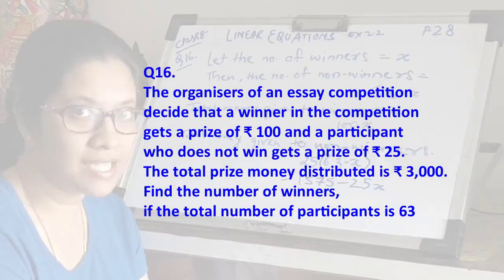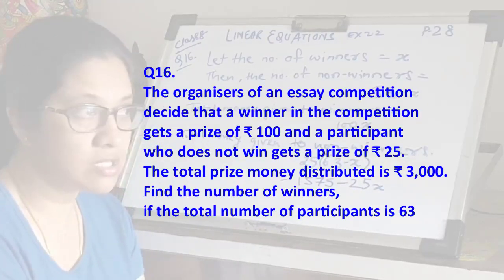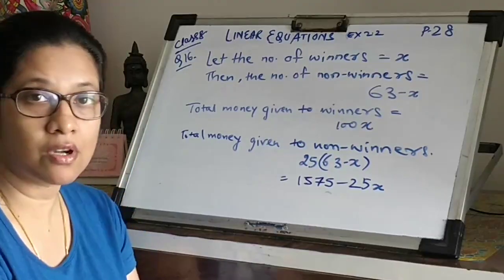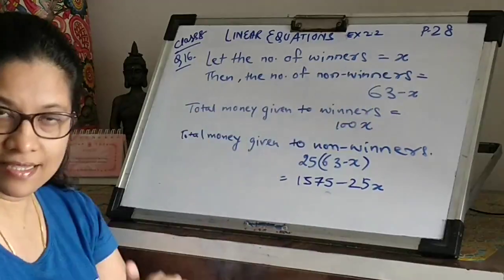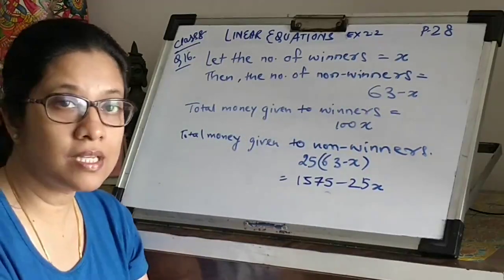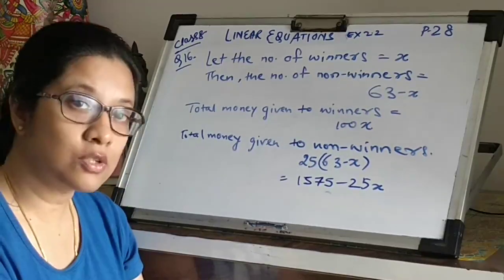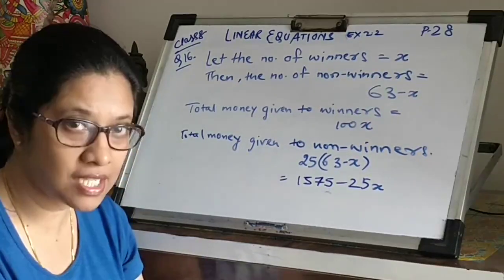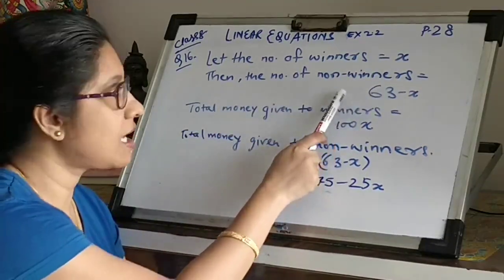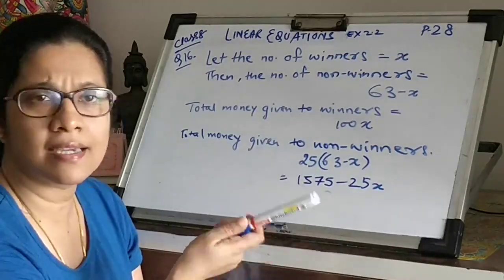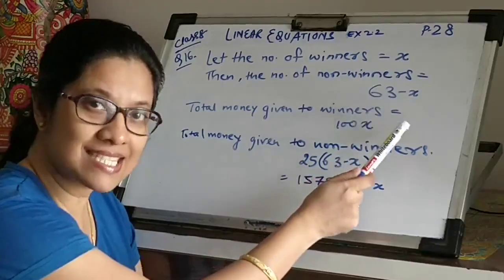And what are we supposed to find out? The number of winners. So let us just assume, let the number of winners be x. Then how many participants are there who did not win? Since we are given the total number of participants, which is 63, the number of non-winners, or you can say the number of participants who did not win, is 63 minus x.